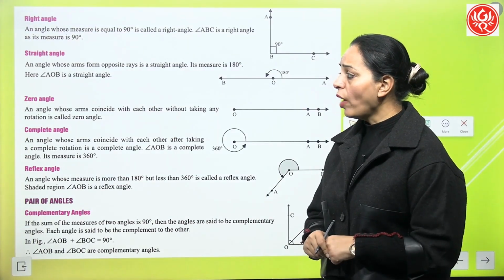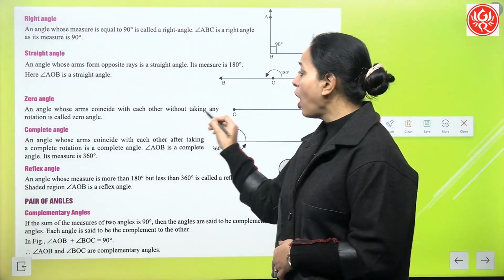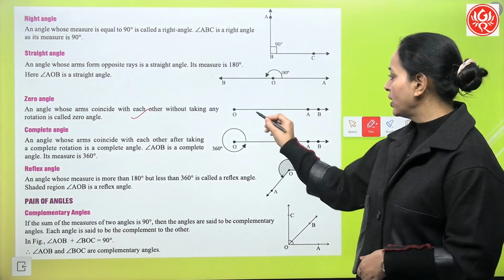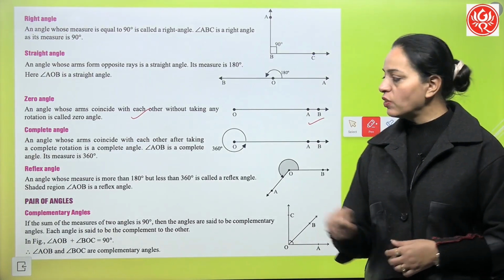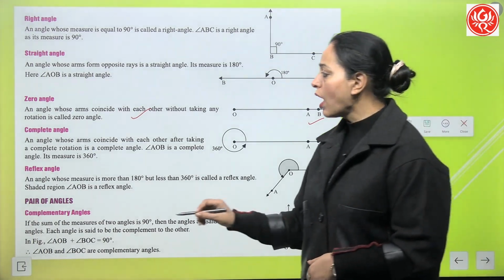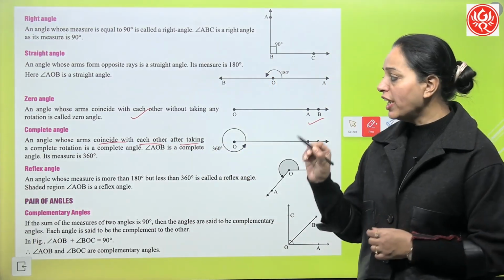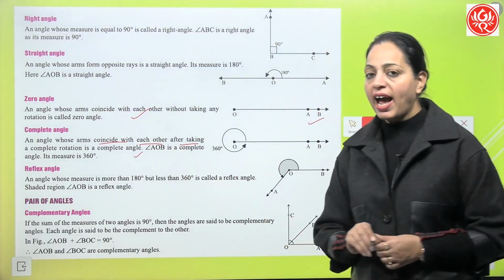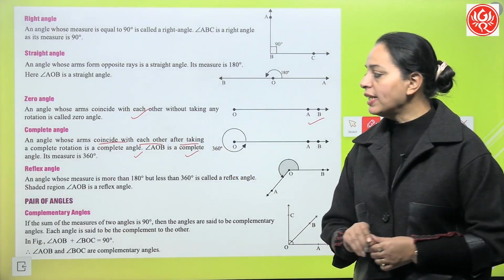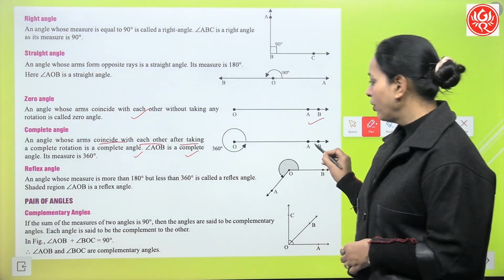Okay. Now zero angle, an angle whose arms coincide with each other without taking any rotation is called zero angle. You can see over here. Okay. So this is the zero angle. Now complete angle, an angle whose arms coincide with each other after taking a complete rotation is a complete angle. Okay, one complete round. So angle AOB is a complete angle. It measures 360 degrees, right?